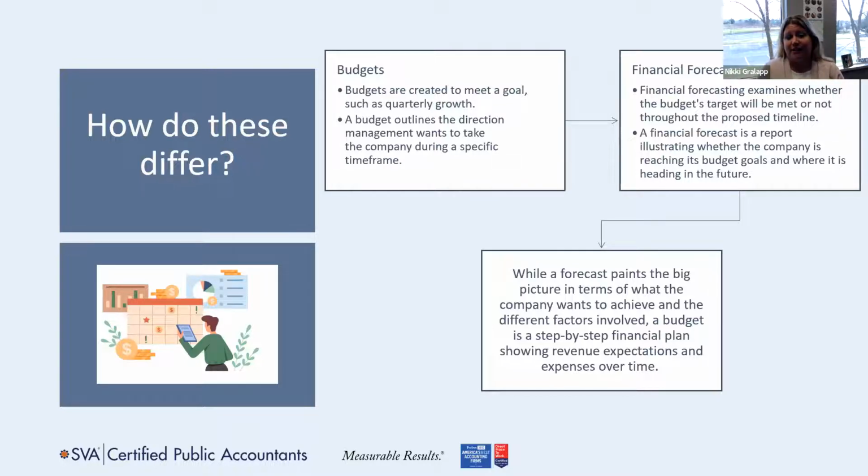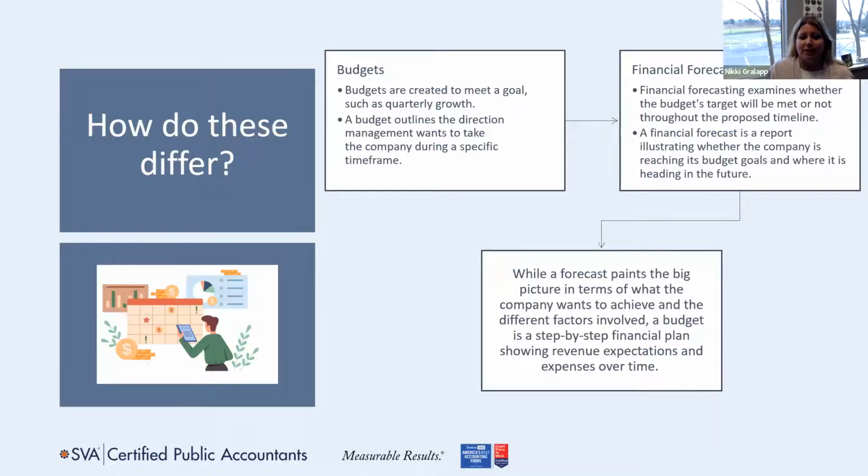Or it's your fiscal year if you have a fiscal year. Your financial forecast is examining the budget's targets and saying, hey, can we meet this based on history during the proposed time frame? So while a forecast paints the big picture, usually in less detail, the forecast is typically less accurate than the budget because it's a longer period of time.